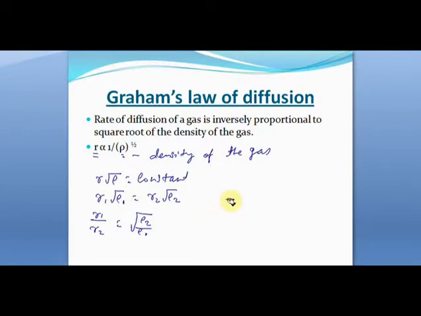So as we have already derived that density of a gas is equal to PM by RT, where P is the pressure of gas, M is the molecular mass of the gas, R is the universal gas constant, and T is the temperature. So at a given pressure and temperature, that is when pressure and temperature are constant, we can say that density is directly proportional to molar mass, that is M. So we can rewrite this equation as R1 by R2 is equal to root under M2 by M1.